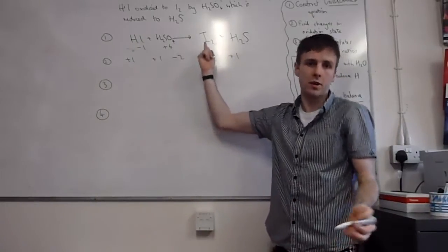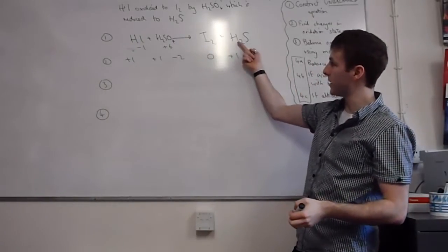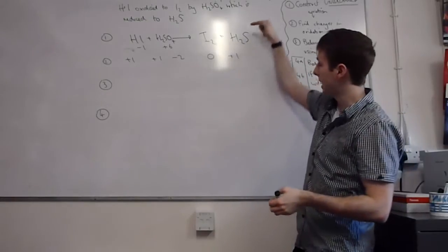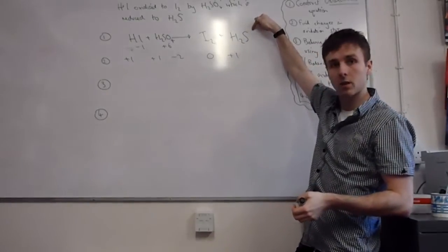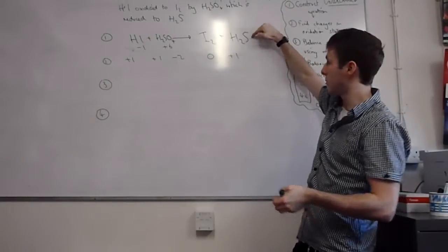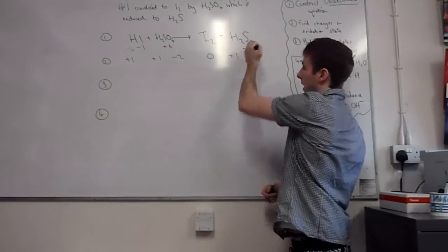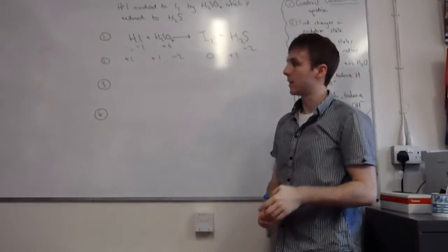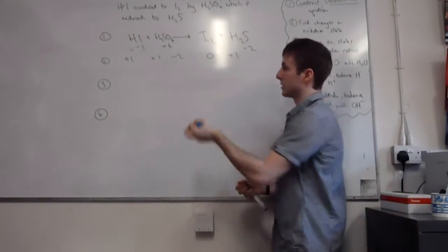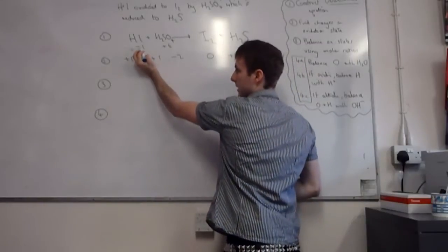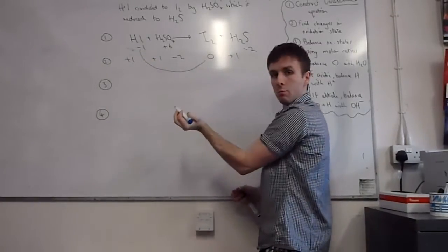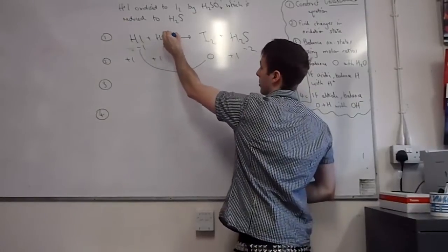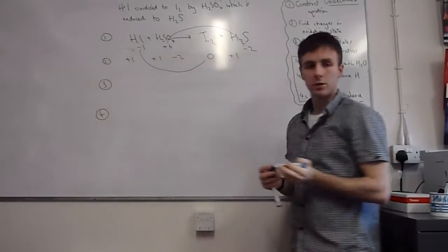Again, that's 0, so we know all that is 0, and if each of these hydrogens is +1, that gives me a total of +2. It needs to equal a total of 0, because look, there's no charge here, so my sulfur must be -2. So from that, I can see what has been oxidized and what has been reduced. And it's quite obvious, my iodine has gone from -1 to 0, and my sulfur has gone from +6 to -2.